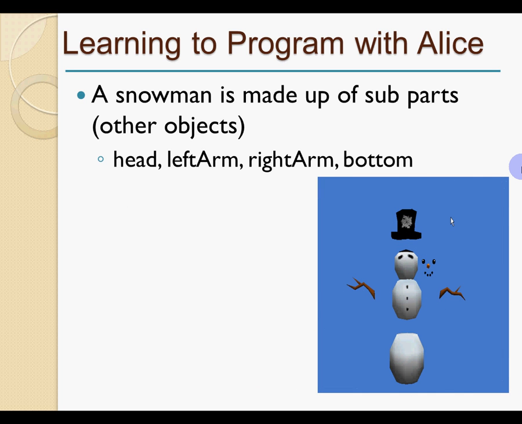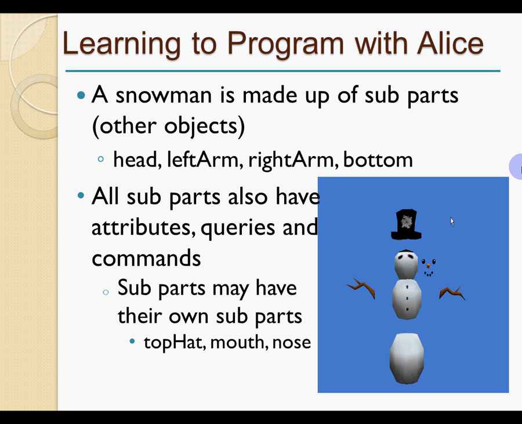Now, the snowman is also made up of a variety of subparts, which conveniently enough are other objects. So a snowman has a head, a left arm, a right arm, a bottom. The head is going to have a face, mouth, nose, eyes, all those kinds of things. Each of those subparts are also going to have attributes, queries, and commands because each of those subparts are in fact objects. And subparts, as I said before, may also have their own subparts. So the face is going to have a top hat, a mouth, and a nose.